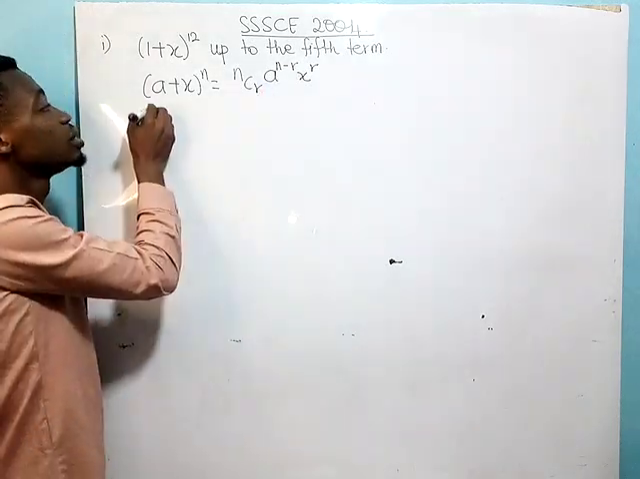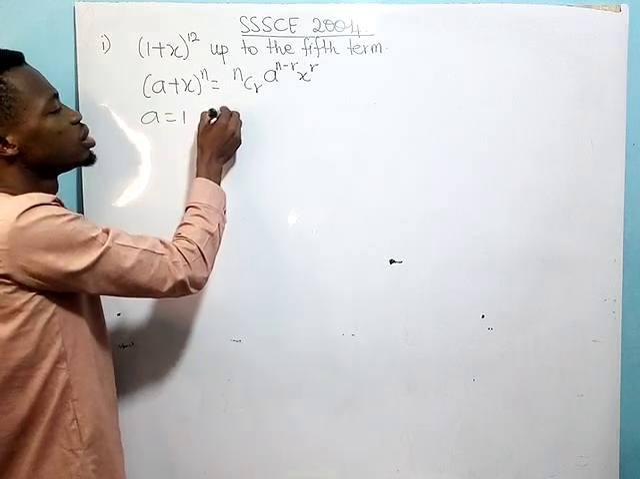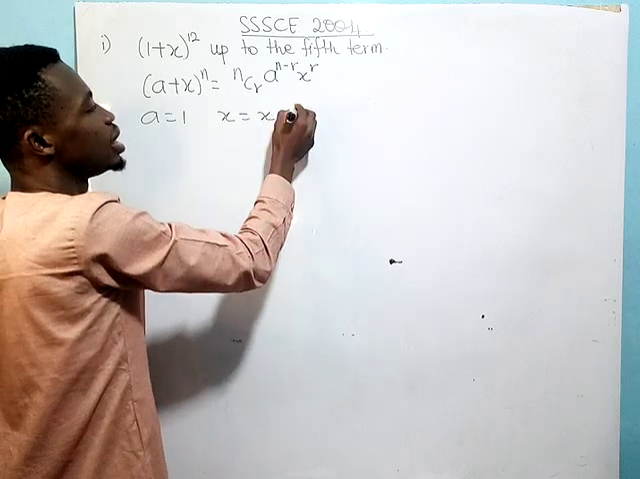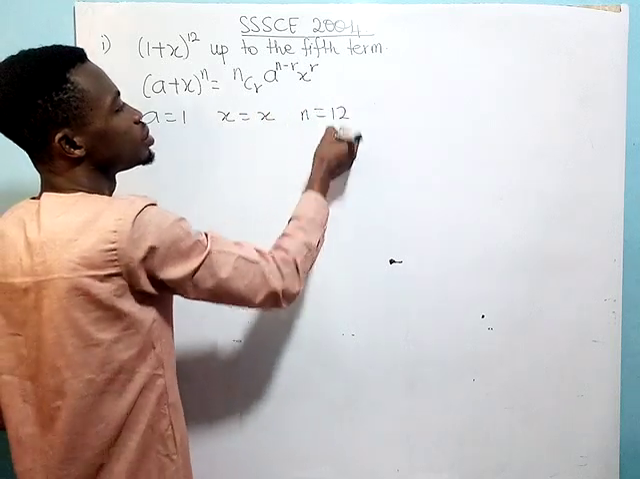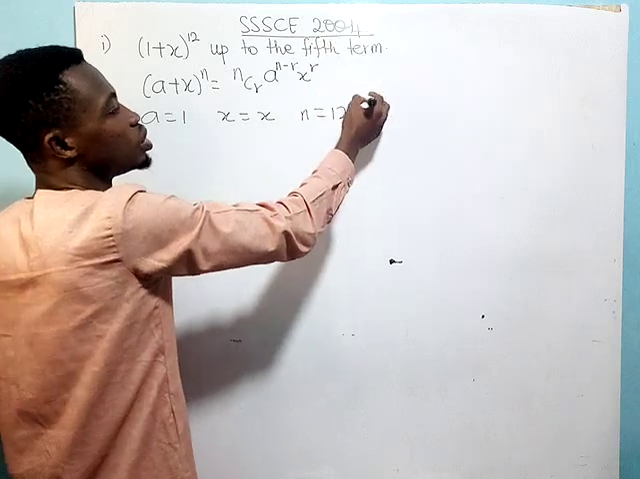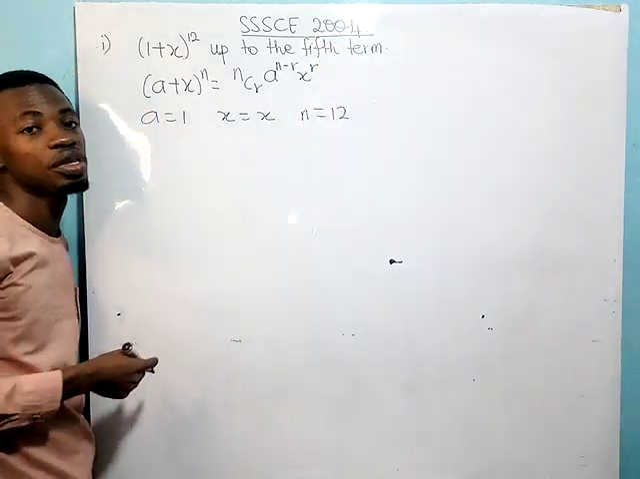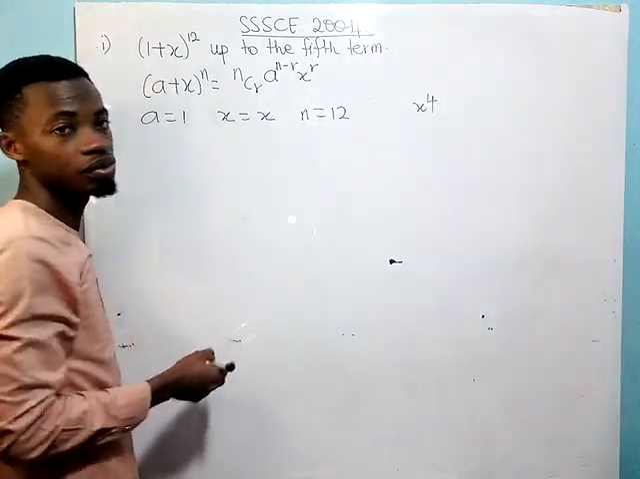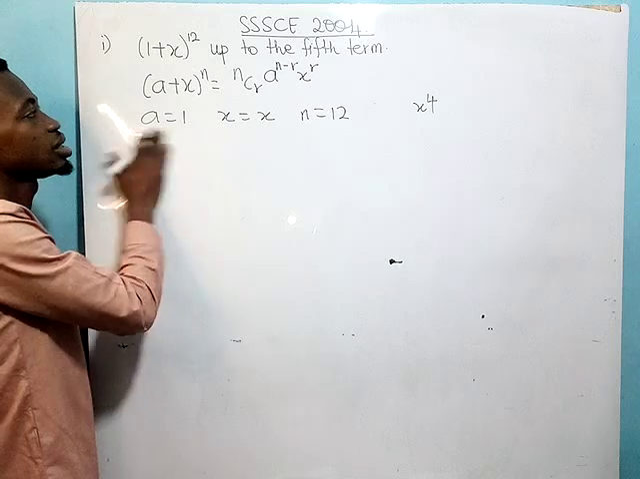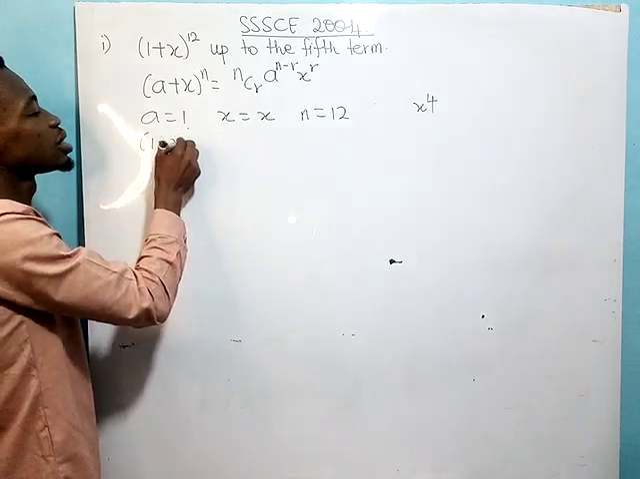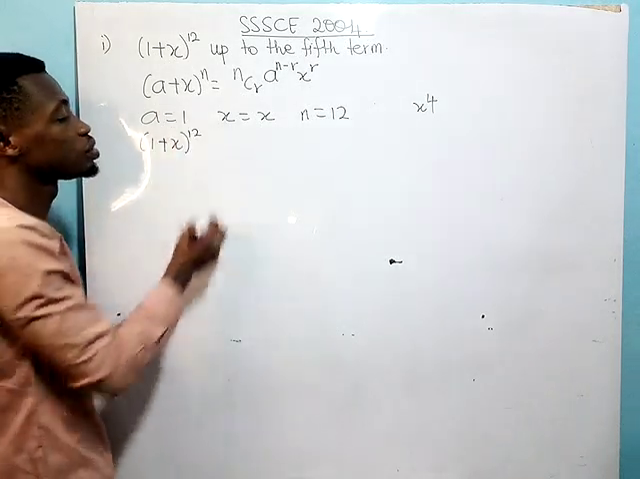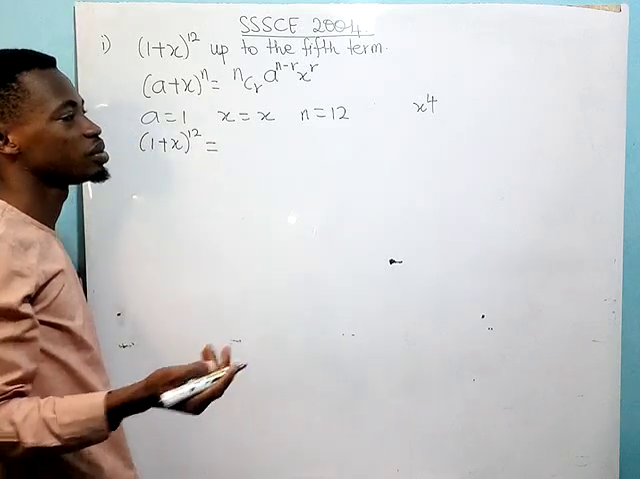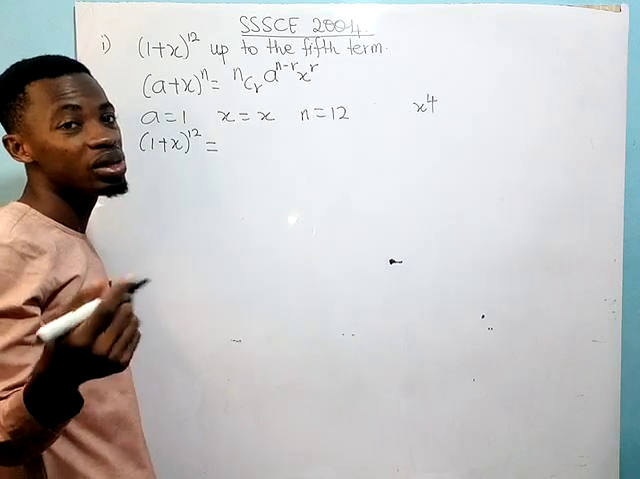So from our question, our a is 1, our x is actually x, then our n is 12. Then as we move on, we have to end at the fifth term. So for the fifth term, we'll end at x to the power 4. So now, let's start our journey. So (1 + x)^12 is going to give us, we start with 12 combination 0, because any number combination 0 is 1.